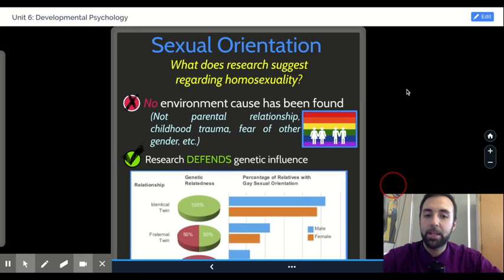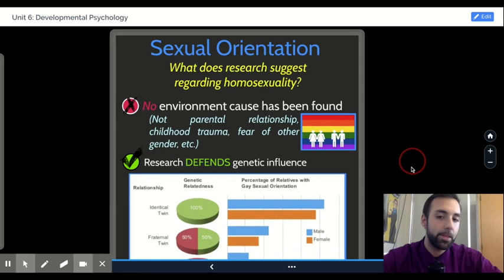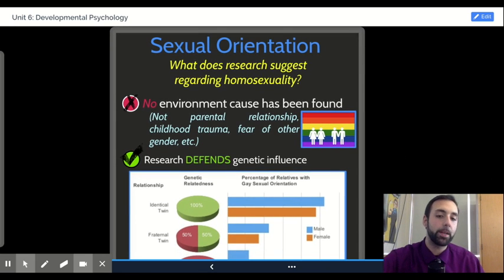So in terms of what the evidence suggests from a modern context, there's really no evidence that there's an environmental cause for your sexual orientation, and quite a bit more evidence to suggest that it actually could just be a byproduct of genetics.